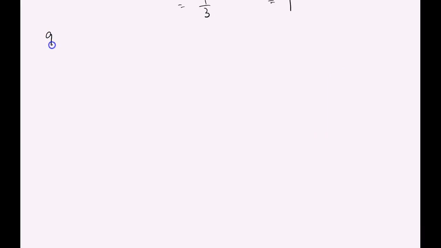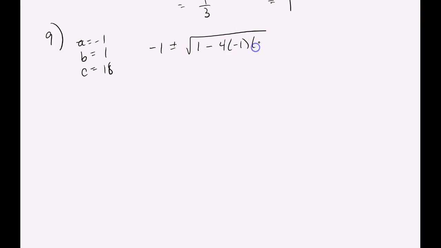Number 9, the A is a negative 1, the B is a positive 1, and the C is an 18. So minus B plus or minus the square root of B squared minus 4 times A times C, all over 2A. So it looks something like that. This is going to be a 1 plus whatever 4 times 18 is.